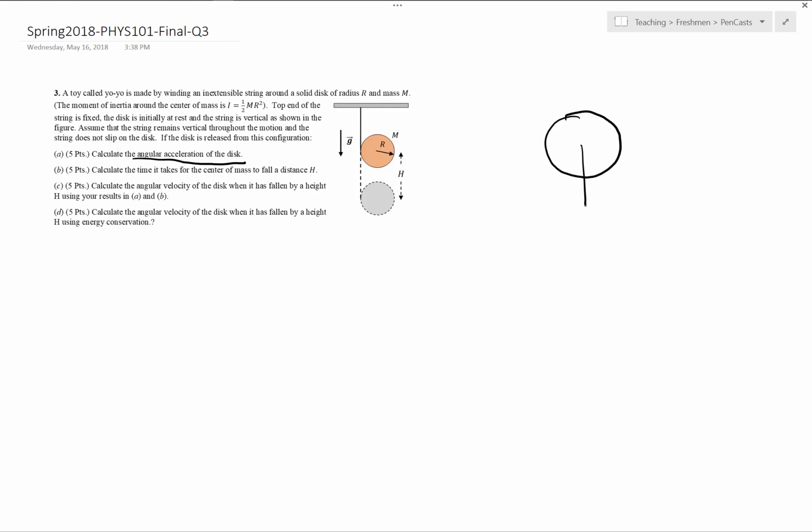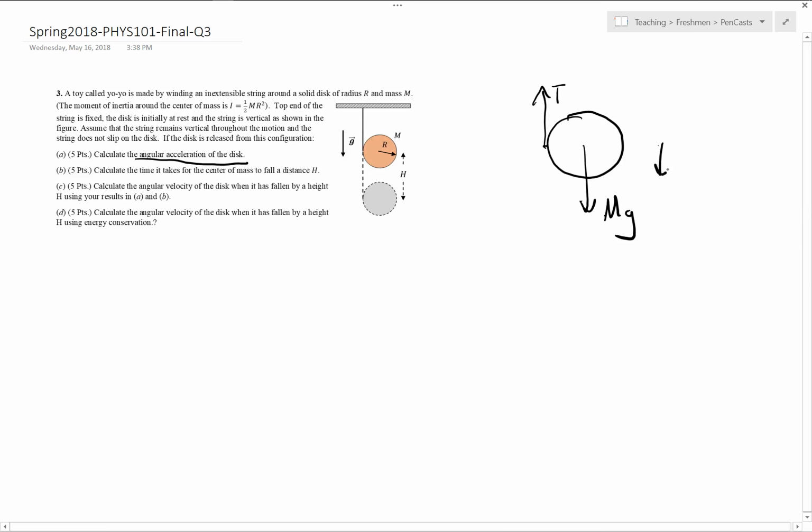What are the forces acting on this yo-yo? There is the weight, mg, and there is the tension in the rope, which is T. So I can quickly say that this is going to fall down with some acceleration a. M times a must be mg minus T. But this is a solid object, which means it also has an angular acceleration. What would be the I times alpha?